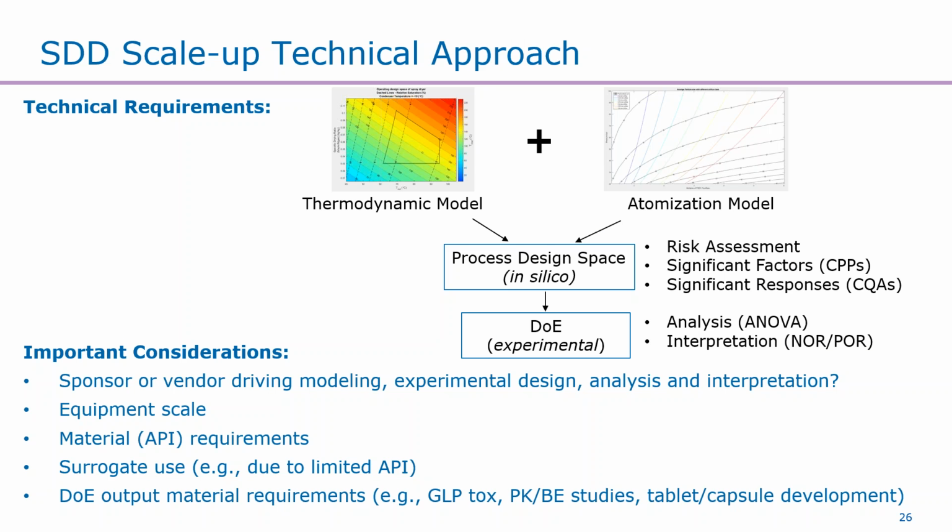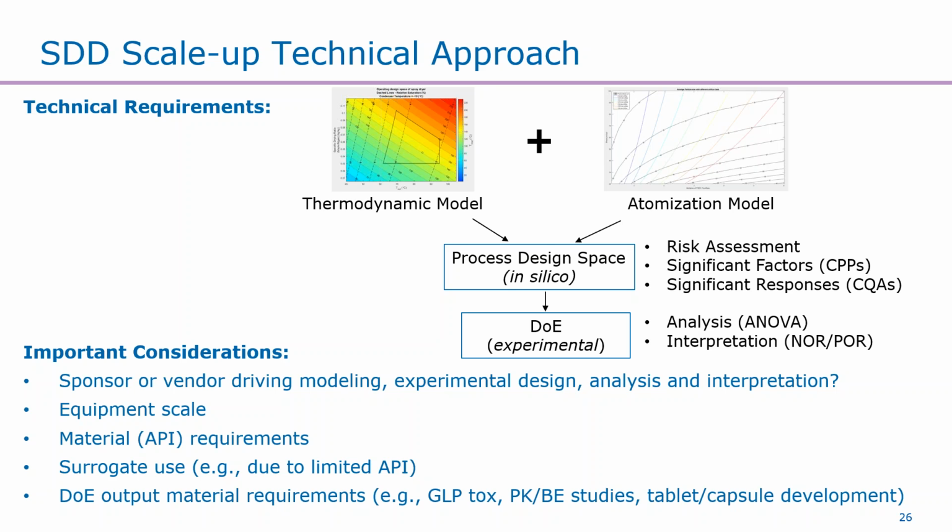So once we have this modeling done, we can then go ahead and define our process design space. This work's primarily done in silico. At this point, we can create a risk assessment. We can identify our most likely significant factors, otherwise known as critical process parameters, and our significant responses, otherwise known as our critical quality attributes, perform a design of experiments, and then ultimately statistically analyze via ANOVA, and interpret that DOE. The best interpretation of a DOE would result in things like normal operating ranges and proven operating ranges for our product.